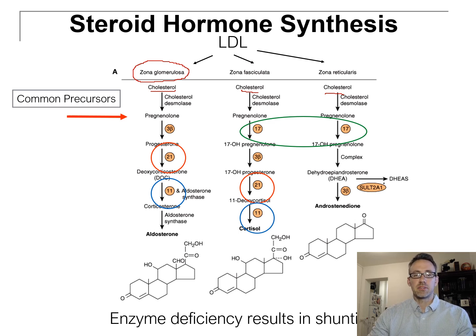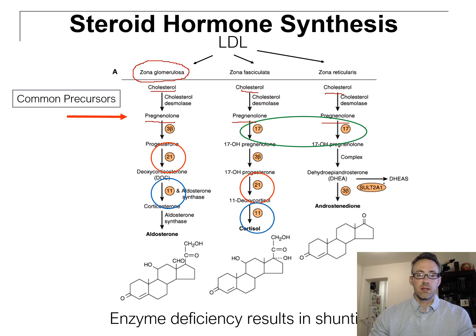The first thing that happens is cholesterol desmolase, an enzyme located in these cells, converts cholesterol into a common precursor known as pregnenolone. If you compare the pathways, pregnenolone is the same in all of them. So we're starting out fairly simply. It starts with cholesterol, which is brought in via an LDL receptor, a low density lipoprotein receptor. Once cholesterol is in the cell, it's converted into pregnenolone. That happens in every single layer, the glomerulosa, the fasciculata, and the reticularis.